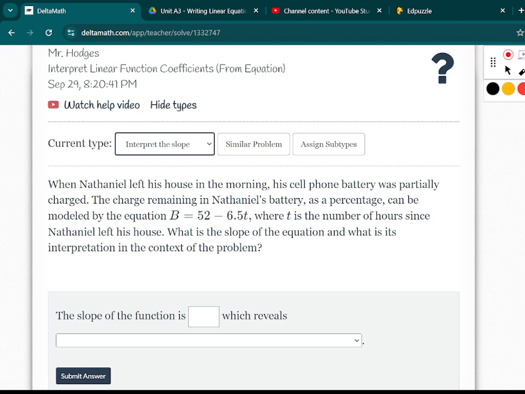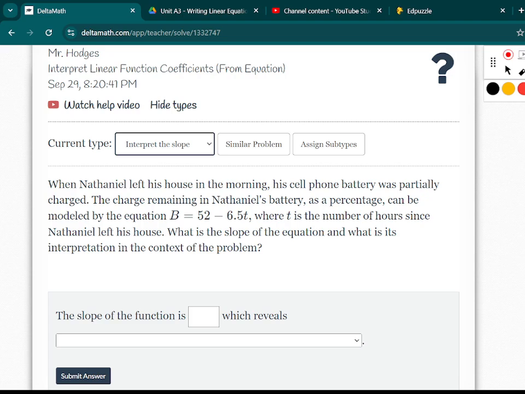So we've got Nathaniel. When Nathaniel left his house this morning, his cell phone battery was partially charged. The charge remaining in Nathaniel's battery as a percentage can be modeled by the equation B equals 52 minus 6.5t, where t is the number of hours since he left his house. What is the slope of the equation and what is its interpretation in the context of the problem?